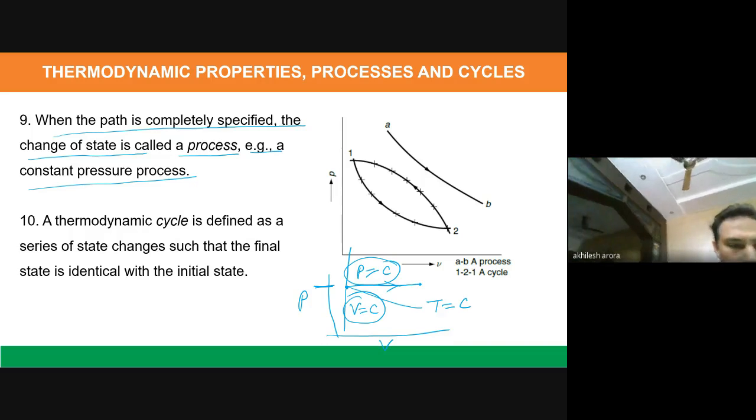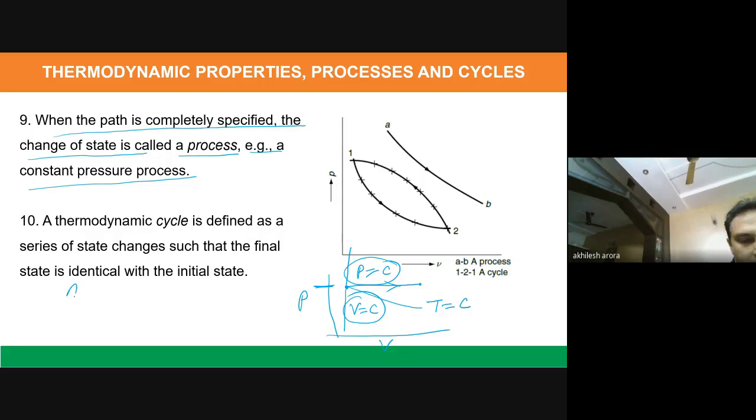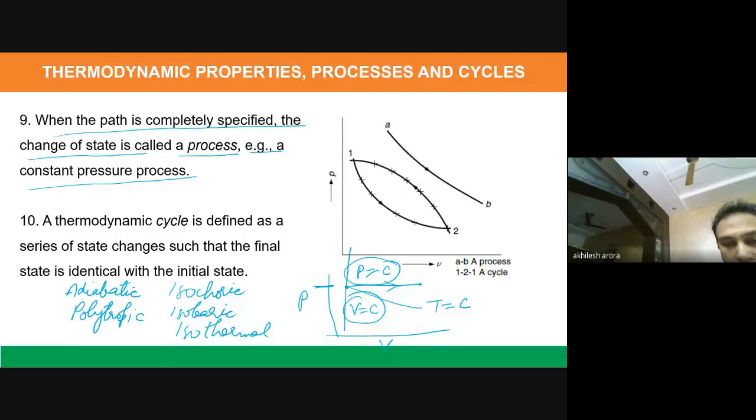And there are two other processes. They are known as the adiabatic process and the polytropic process. I don't know whether you know about this or not, but adiabatic, polytropic, isochoric, isobaric, and isothermal. These are the various processes. Isochoric means volume is equal to constant. Isobaric means pressure is equal to constant. Isothermal means temperature is equal to constant.